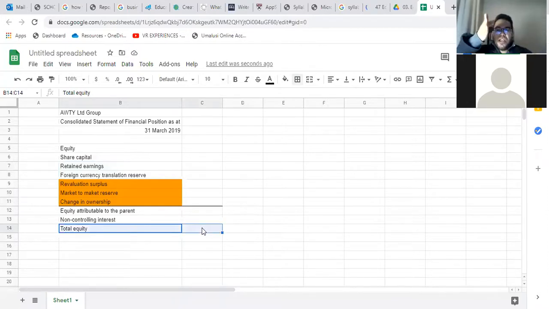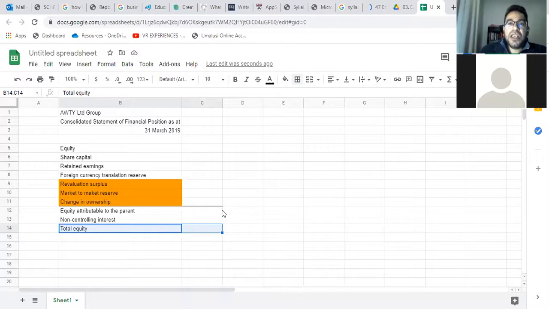So column 1, you have share capital, then retained earnings, then all the other reserves, then you have total, then you have parent's total, you have NCI, and then you have total. So that's basically it.